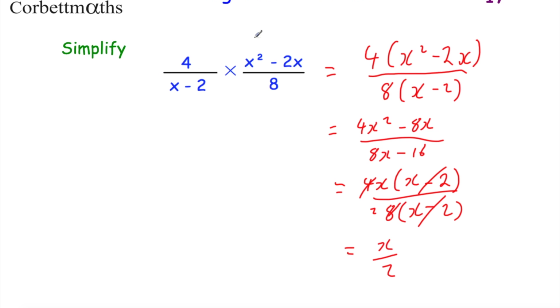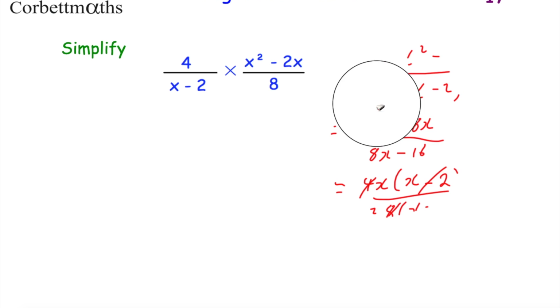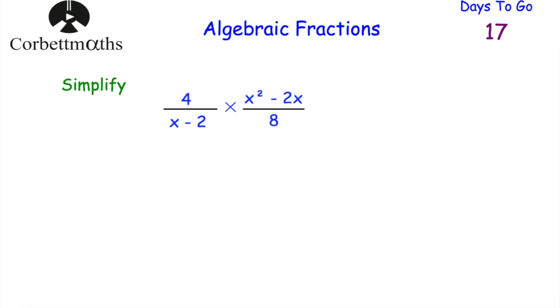And that's pretty cool whenever you look at what we started with, and then the answer is just x over 2. Okay, so that's one approach to that question. Another approach would be to actually cancel down before you multiply. Whenever you're multiplying algebraic fractions, sometimes it can be quite useful to cancel down before you multiply them.